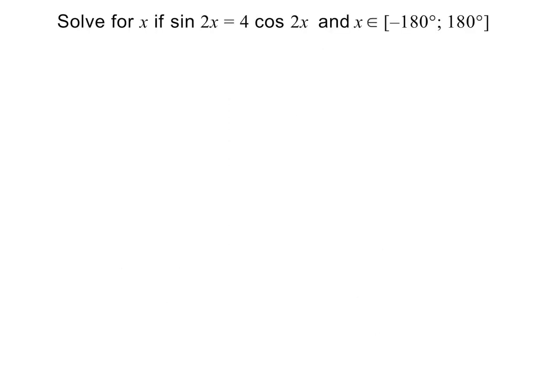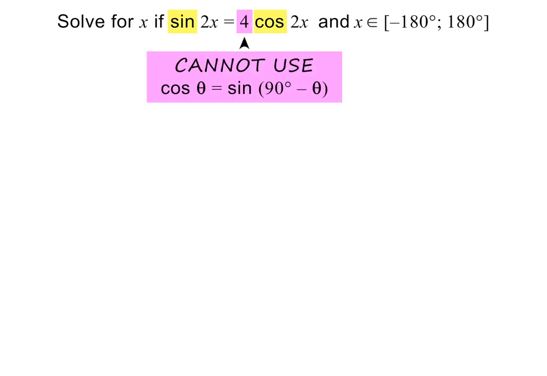Here is the last question. We are asked to solve for x if sine 2x equals 4 cos 2x, and x lies in the interval minus 180 to plus 180 degrees. In this example, we need to be careful. Even though they give us sine and cosine, we cannot use the method we have just used. This is because of this 4 in front of cos 2x. We can only use this method when there is a 1 or a minus 1 in front.